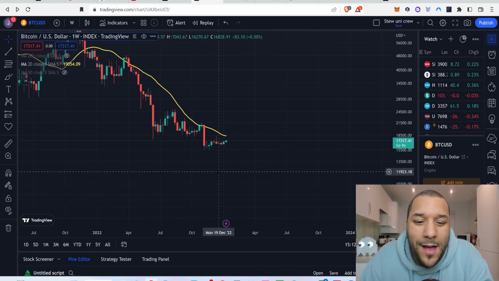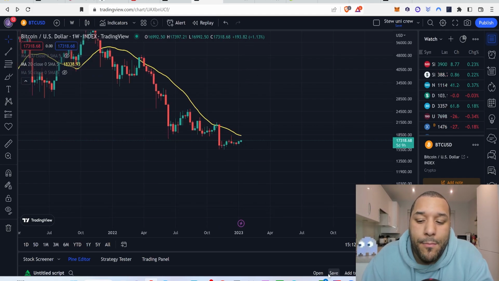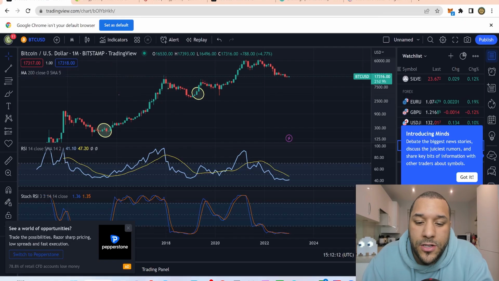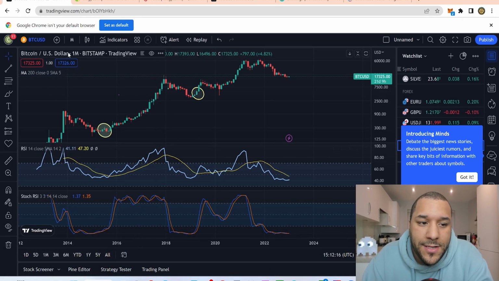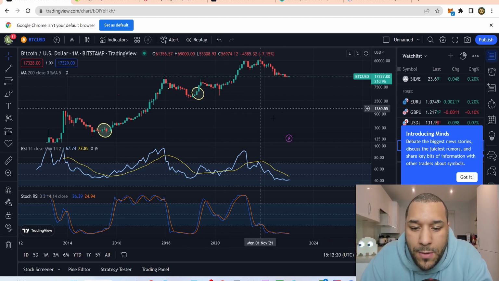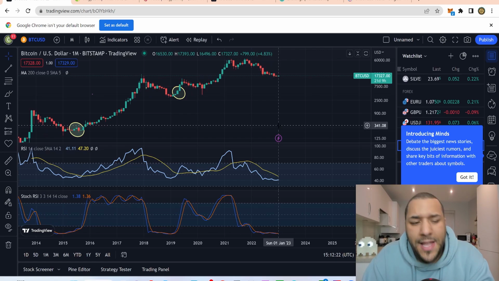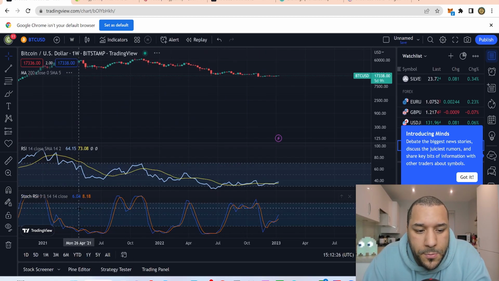Time's going to tell. I've got a feeling that we may break through it, and my reasoning for this is because I'm paying attention to the stochastic RSI and the RSI. So this is the same thing, Bitcoin, but on the monthly time frame, and I will show you on the weekly as well. Actually, let me show you on the weekly first, because I was on the weekly. Real quick, switch it to the weekly time frame.